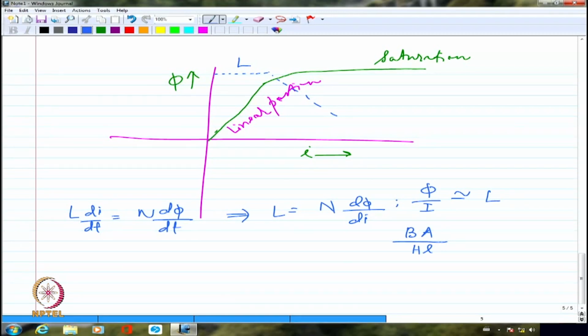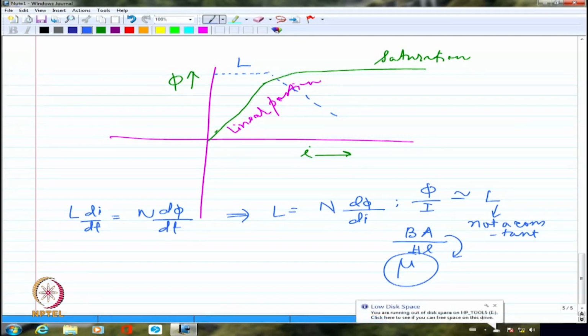So, this inductance is not a constant, which means mu also comes in as part of the relationship. So, mu is also not a constant in the case of a ferromagnetic core. The mu value, which relates B and H together, will not be a constant. So, I am not going to have very straightforward calculations in the magnetic circuit if I take saturation into consideration.